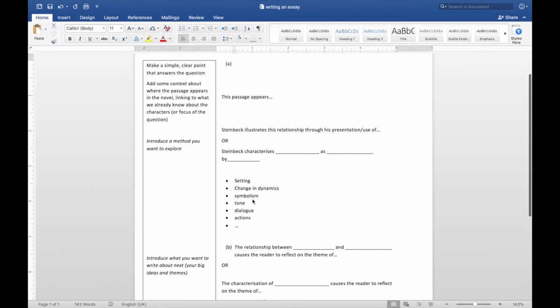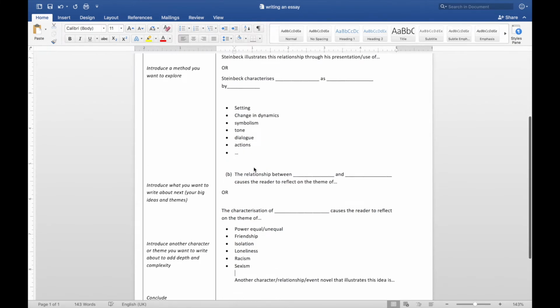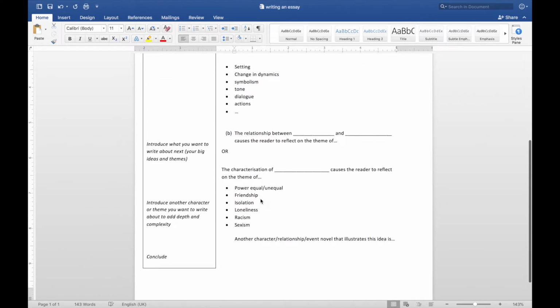Then our first body paragraph will be introducing a method and moving through the different themes and potentially the different characters. So we'll have a look at this in more detail as we move on, but this is where we're going. And obviously there might be different themes, different ideas that come up. These are just some of the things that we might choose to talk about in terms of Of Mice and Men.